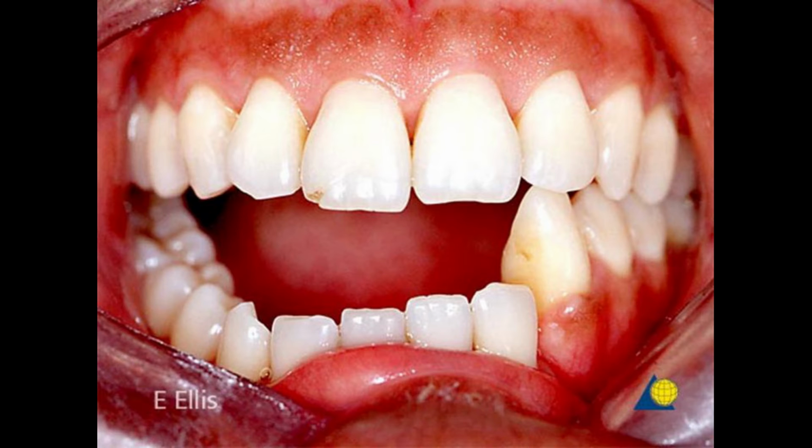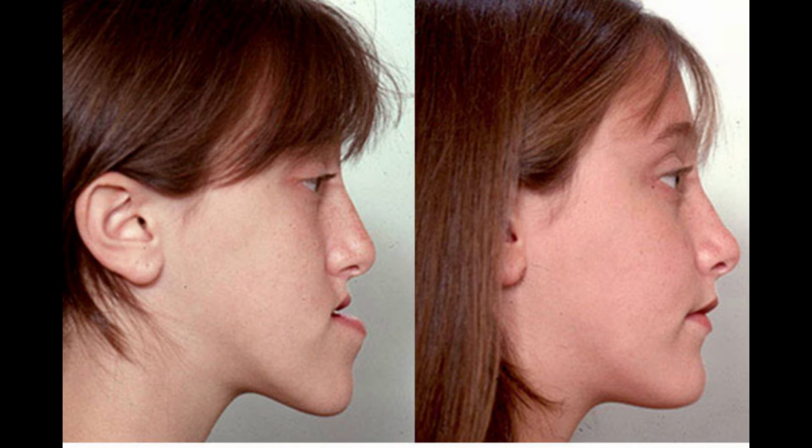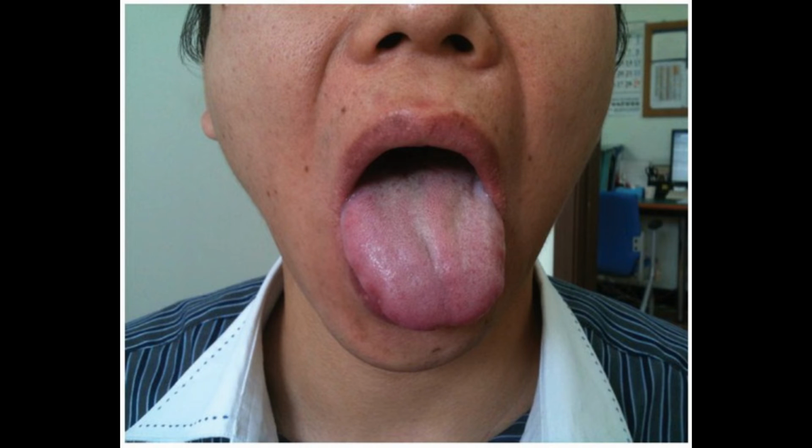1. Symmetry of the face. Note for any deviations. 2. Occlusion of the jaw. 3. Facial profiles. If the patient is orthognathic, retrognathic, prognathic. 4. Is the tongue resting normally? 5. Swelling of the jaw.